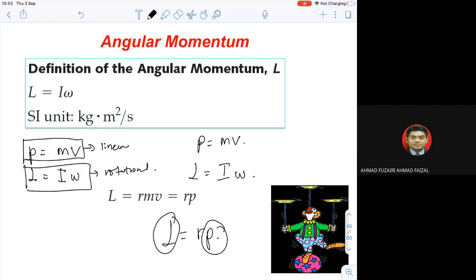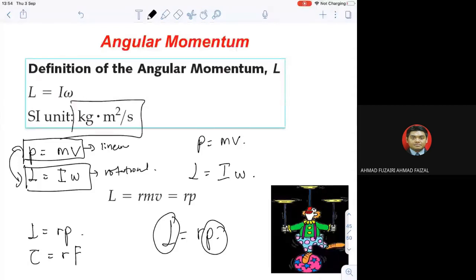We try to relate P and L, so it becomes L equivalent to Rp. It's just the same as torque equals R times F. L equals Rp and torque equals Rf. Now the unit for L is kg m square over S. It's not the same as torque. Torque has units of Newton meter, and for angular momentum, you have kg m square over S.